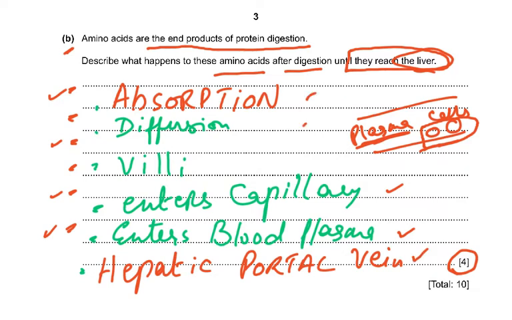Now you can look at it. There are 1, 2, 3, 4, 5, 6 points, and there are only 4 marks. So any 4 out of these. I'm not saying you have to write all of these to get the 4 marks. Any 4 out of these, and you got your 4 out of 4.